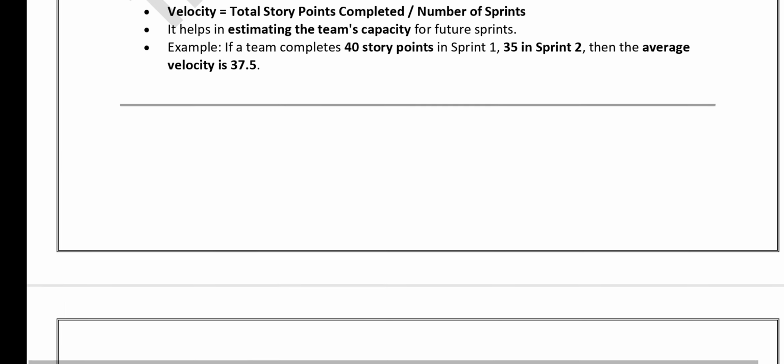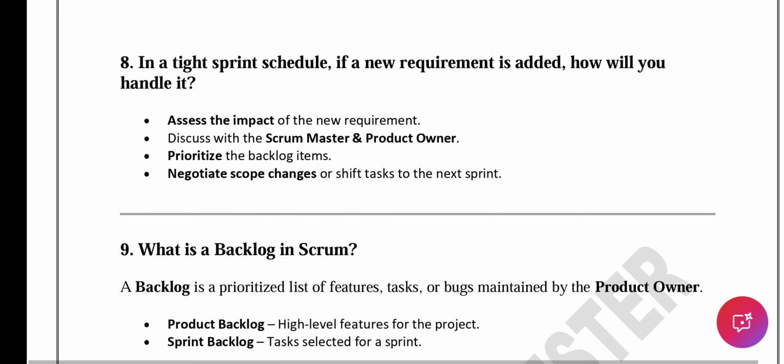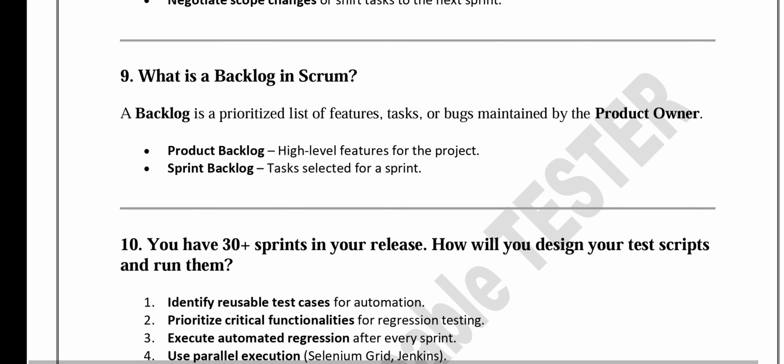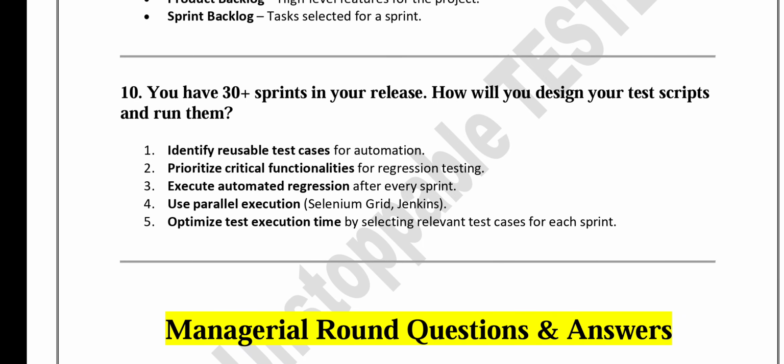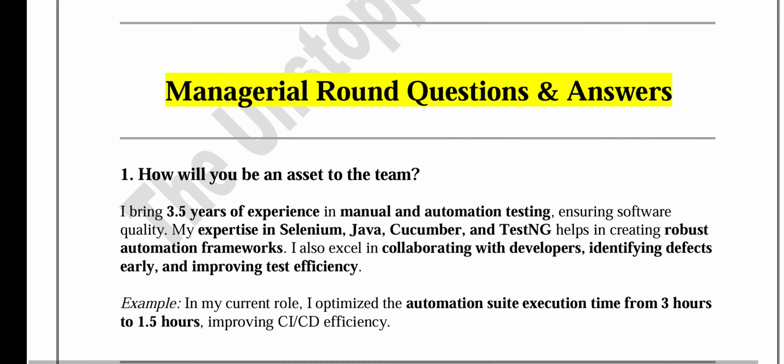Explain the velocity in sprint. In a tight sprint schedule, if a new requirement is added, how will you handle it? What is a backlog in Scrum? You have 30 plus sprints in your release. How will you design your test scripts and run them?